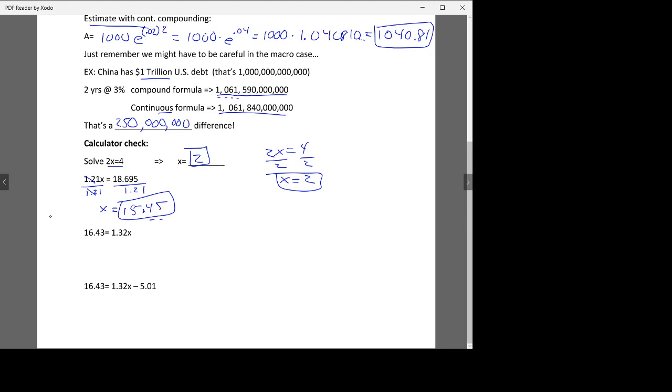It shouldn't scare you if the x is on the right side. Again, this is 1.32 times x. So we just want to divide it by 1.32. And that means you have to do the same on both sides of an equation. So you just do those two numbers divided by each other.